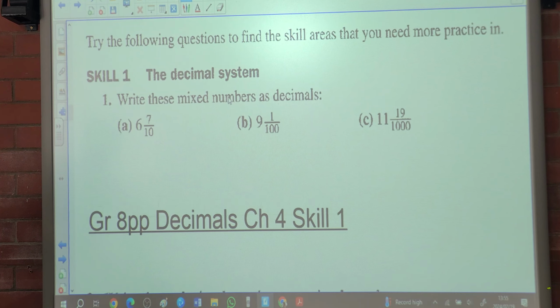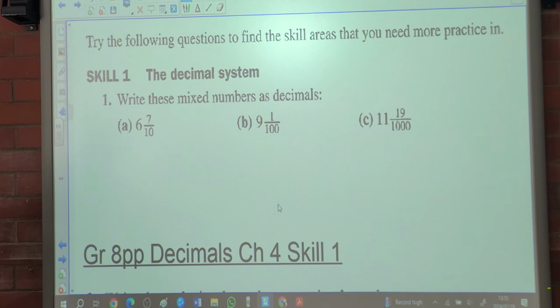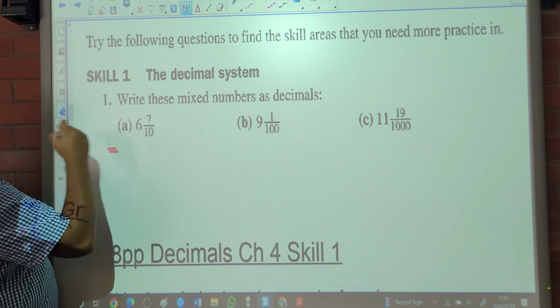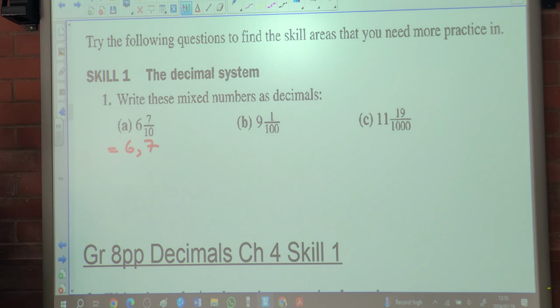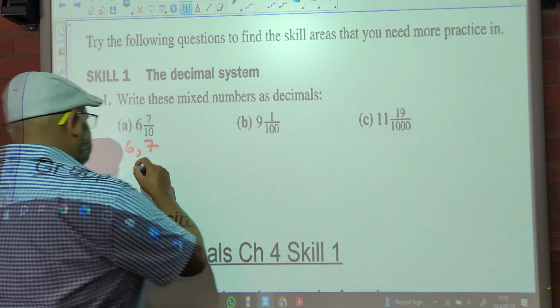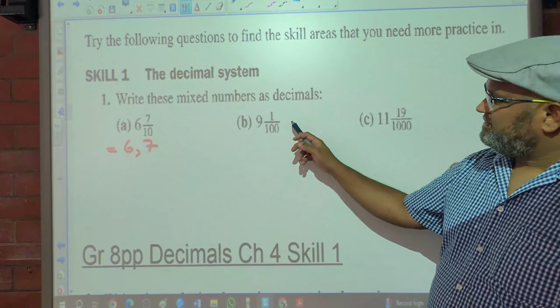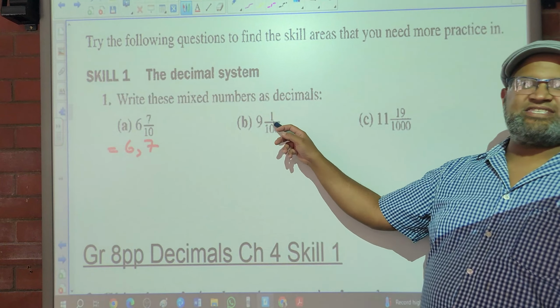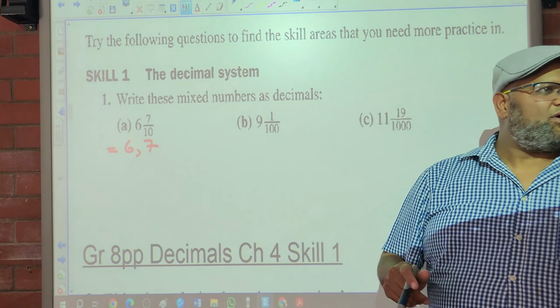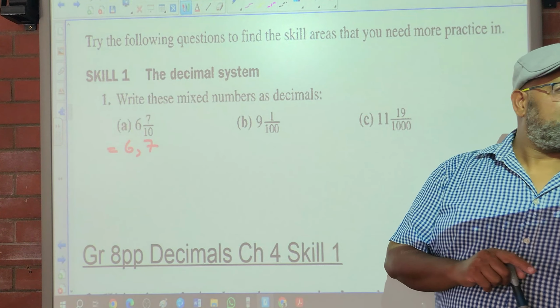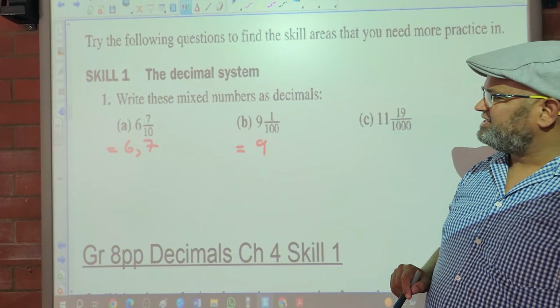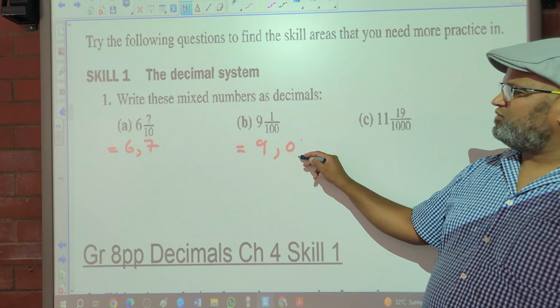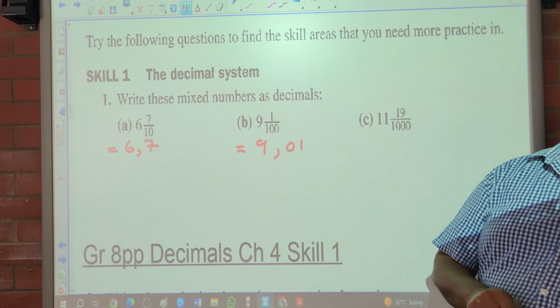We are told to write these mixed numbers as a decimal. So 6 and 7 over 10 can be written as 6,7. You all agree with that? So there are 7 tenths. Then 1 over 100 is 0,01. So that's 1/100. So this could be written as 9,01. You all agree with that? See any confusion?